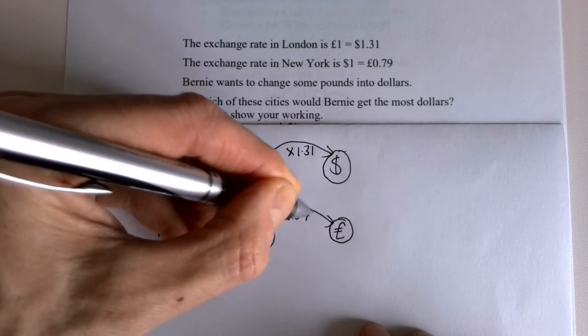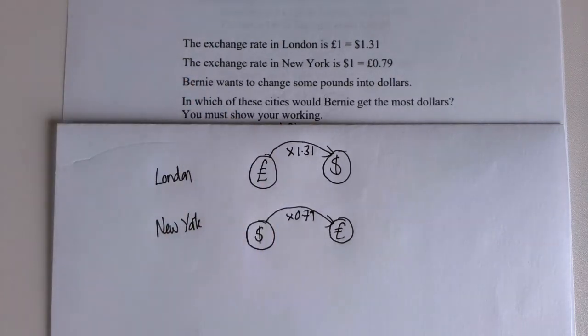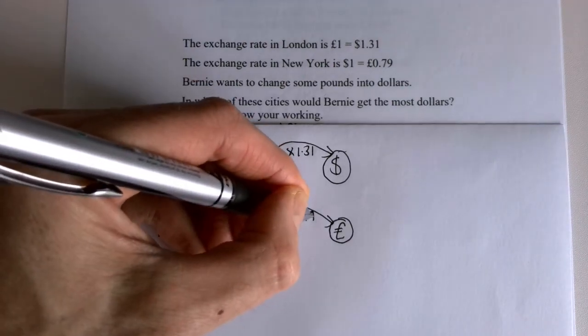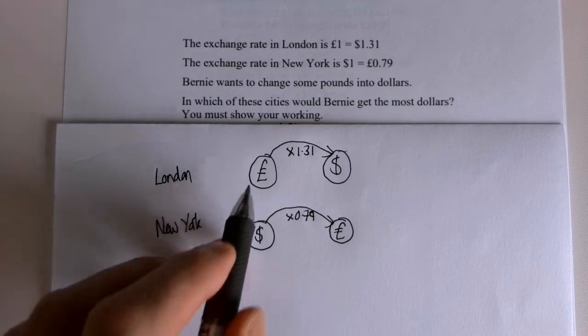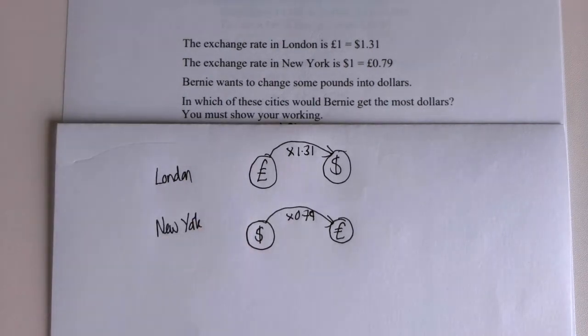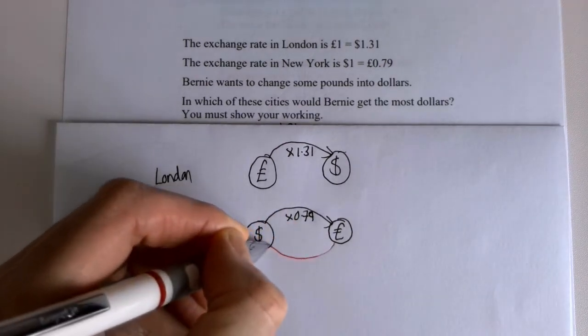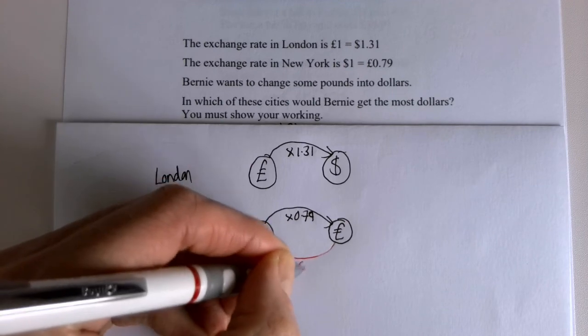We know when we multiply by a number less than 1, we get a smaller answer than we started with. So if we change dollars to pounds, you end up with less pounds. That makes sense. If you've travelled to the States, you know that's the case. We're told Bernie wants to change some pounds into dollars, but he could do it in London, or he could wait, keep his pounds in his pocket until he got to New York, and he could change them using the New York exchange rate.